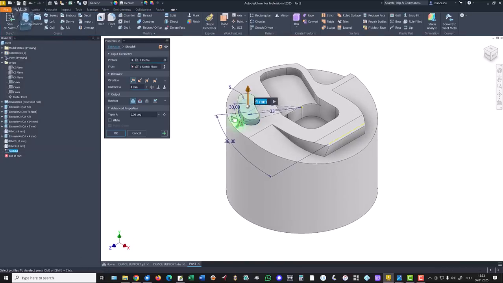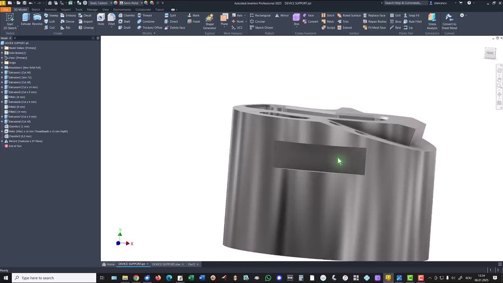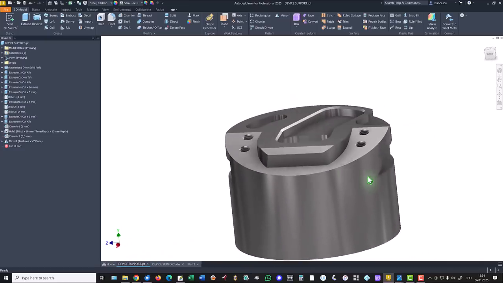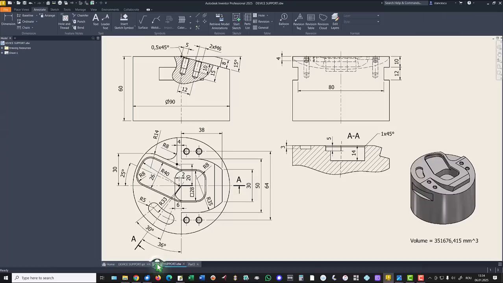Extrude with cut on 3 millimeters, not 4. The part has also two cuts, this one and this one. They are parallel. And you see here dimensions 80, 12 and 10.